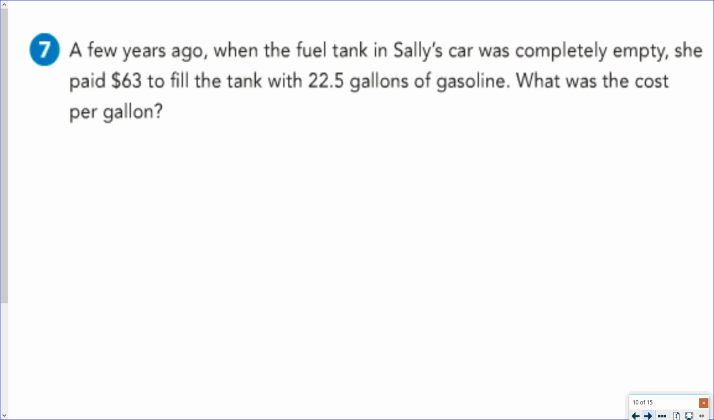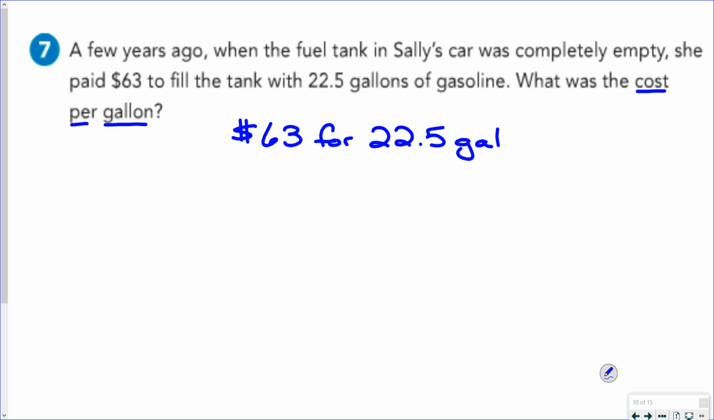A very similar question here, except now we're not looking for cost per acre, but cost per gallon. It's the same concept, just some different words. So our cost is $63, and we have 22.5 gallons. Again, cost per gallon, that's 1 gallon, so we would divide by 22.5.